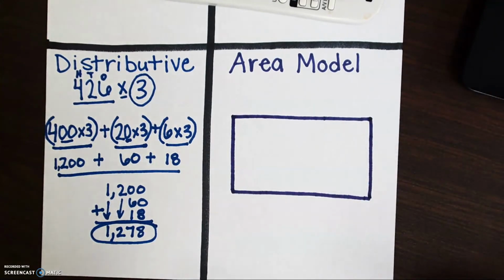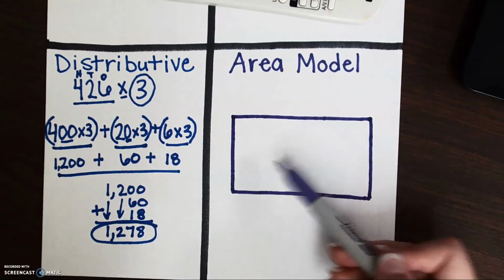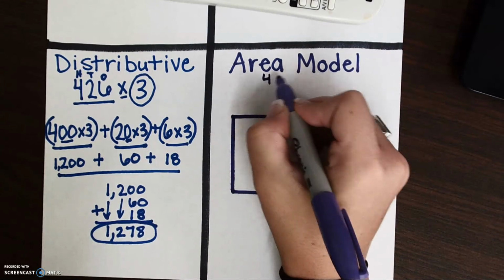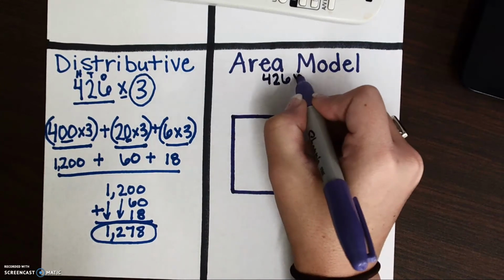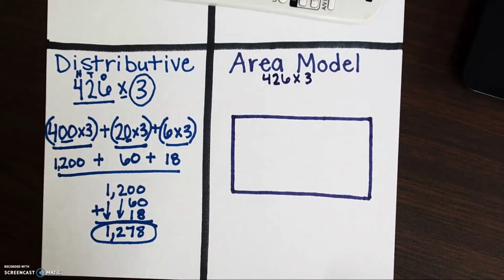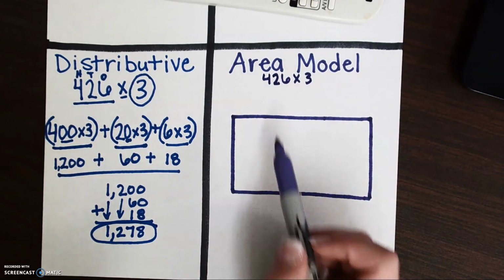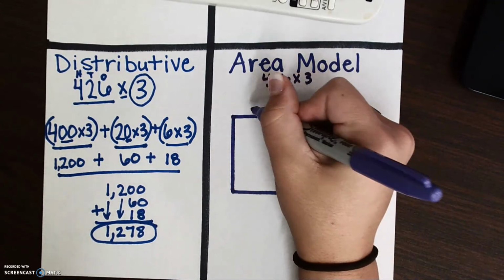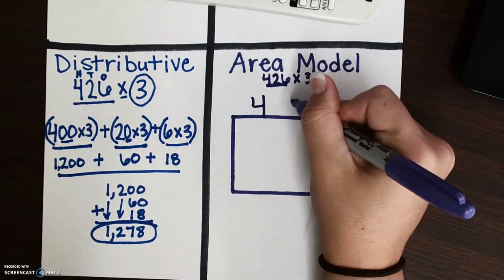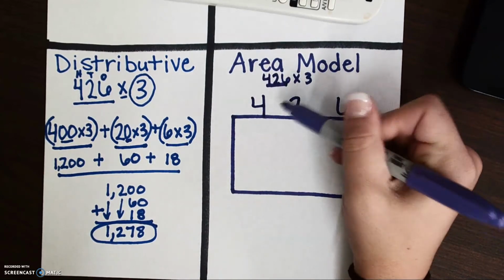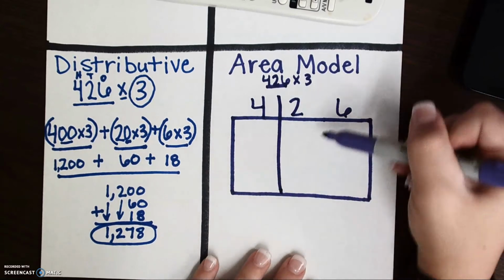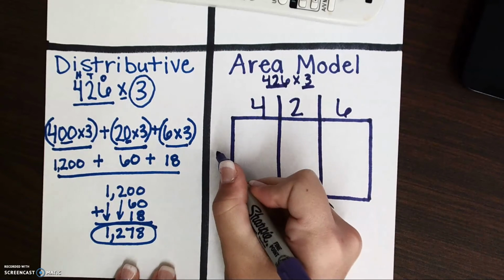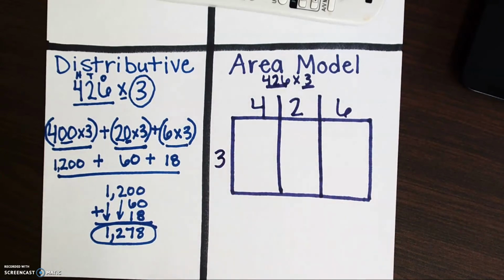Because when I think of area, I'm thinking of a space that I'm going to find how much all this inside is worth. And my problem that I'm doing is 426 times 3. All right? So when we do area model, we want to put our big number across the long top side of the box. So we're going to have 4, 2, and 6. And we're going to divide those so that they have their own little section of the box. And then we have the 3 here. So we're going to have a 3 on the side, right?